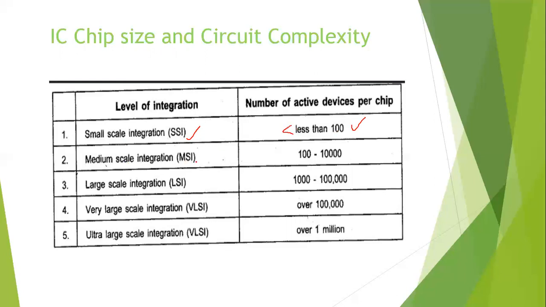Whereas in medium scale integration, 100 to 10,000 components has been accommodated in a single chip. Whereas large scale integration, 1,000 to 1 lakh components has been accommodated in a single chip. Whereas very large scale integration, over 1 lakh components has been accommodated in a single chip. In ultra large scale integration, that is ULSI, over 1 million components has been accommodated in a single chip.